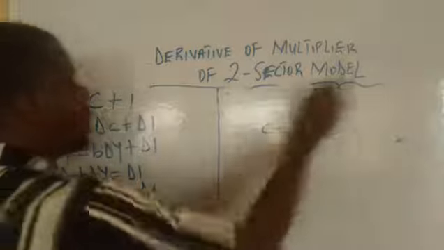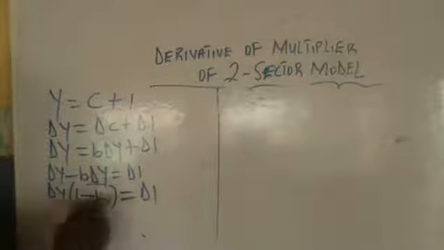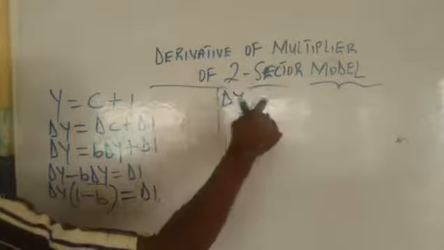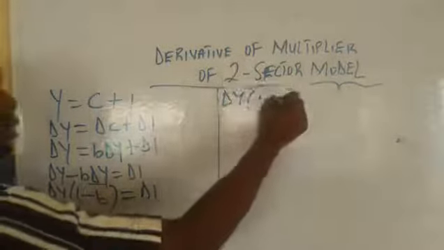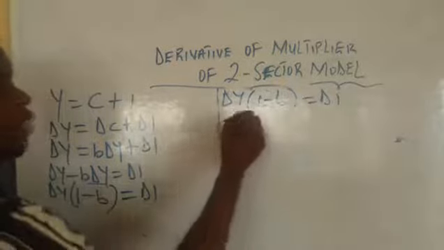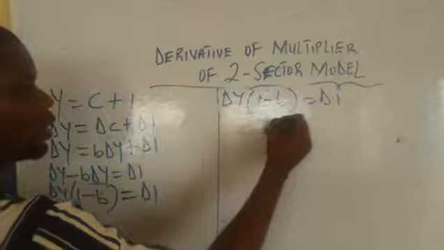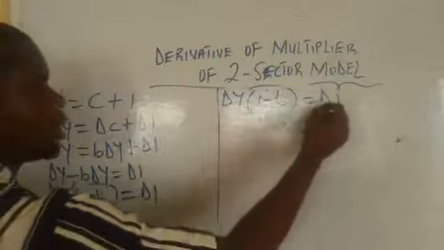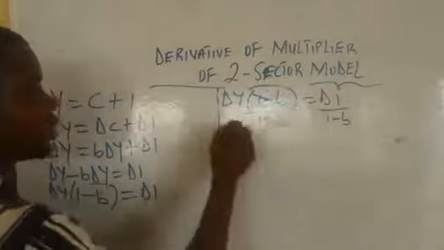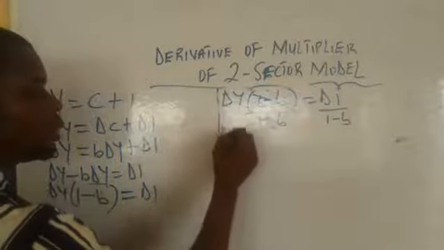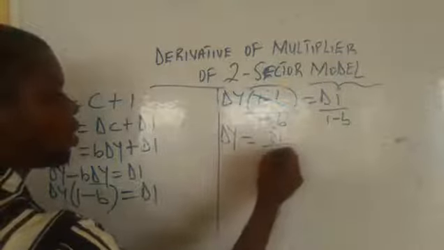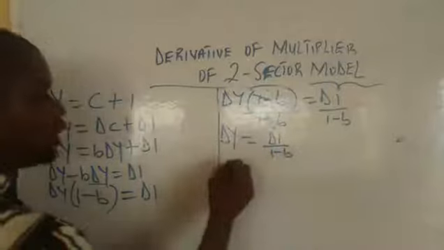Let me continue from here. Now, having done this, we can divide both sides. Change in Y, bracket 1 minus B, equals change in investment. So we divide both sides by 1 minus B. This will cancel out this, and we are going to have change in Y equals change in investment over 1 minus B.